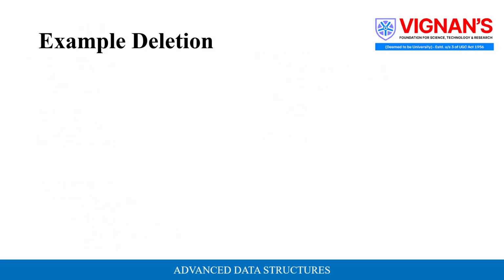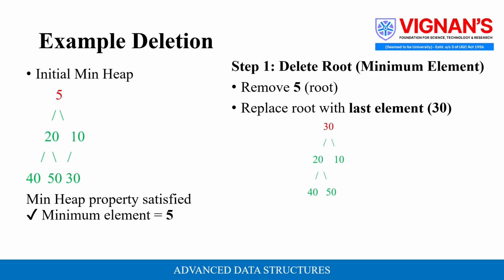Example deletion in a min-heap. Initial min-heap. The root of the heap is 5, which is the minimum element. The left child is 20 and the right child is 10. Under node 20, the children are 40 and 50. Under node 10, the child is 30. The min-heap property is satisfied and the minimum element is 5.